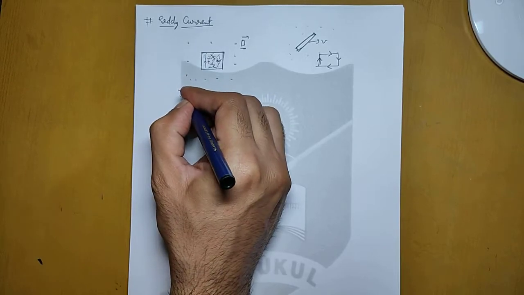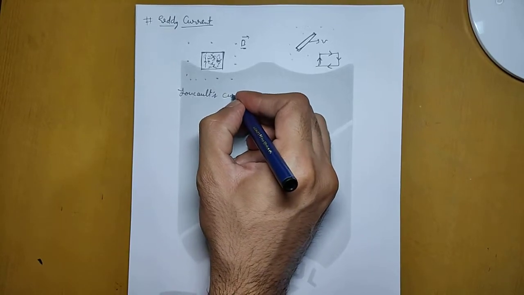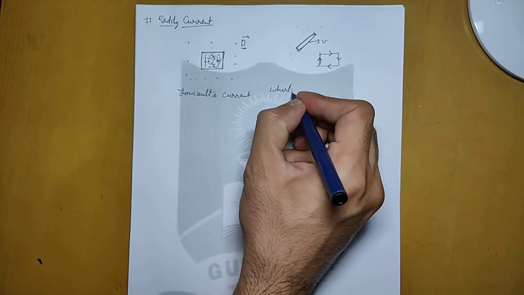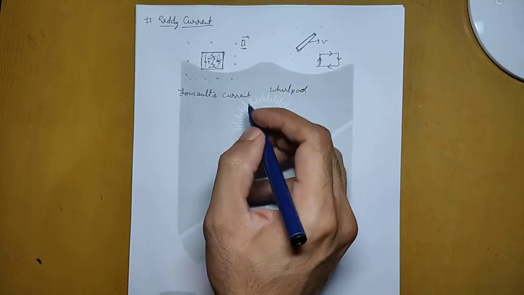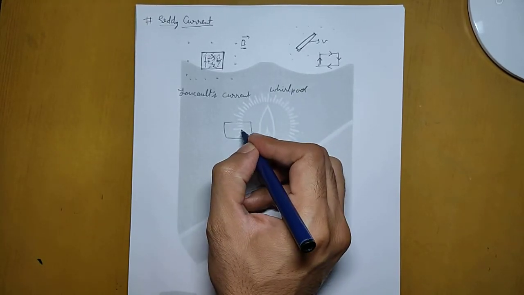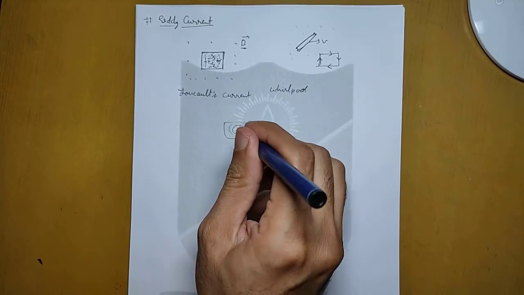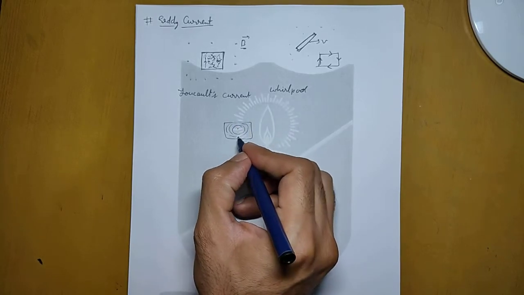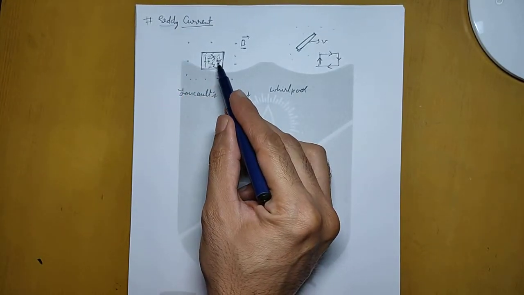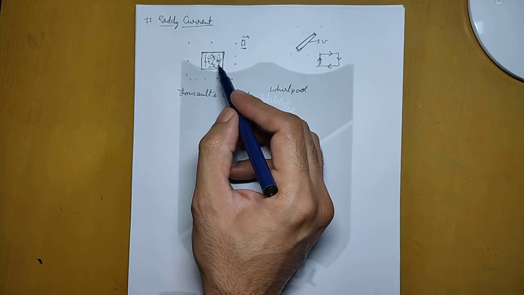It is also called Foucault current, after the name of the scientist, and eddy is the name of a whirlpool. It is another name for whirlpool. Suppose a wash basin is filled with water and suddenly the outlet is opened; the water will move in a circle while going down in the wash basin. This circular motion is called a whirlpool, or an eddy. This revolving, circulating current is the same as this. That is why the name eddy current has been taken.